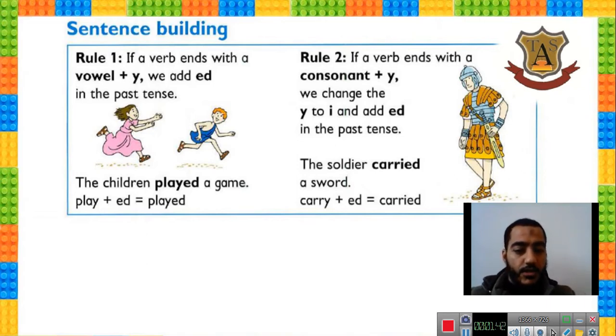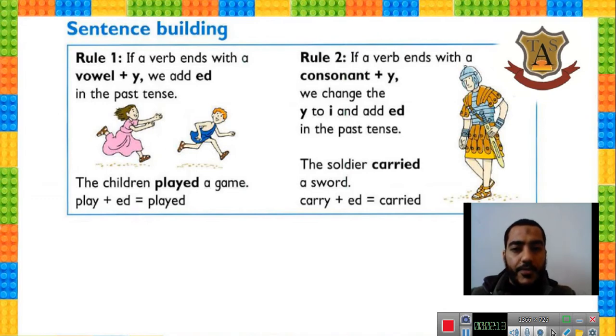Tell me, what are the vowels? Do you remember? O, A, E, I, U. The five letters. So before y is a vowel, so we added ed. It became played.